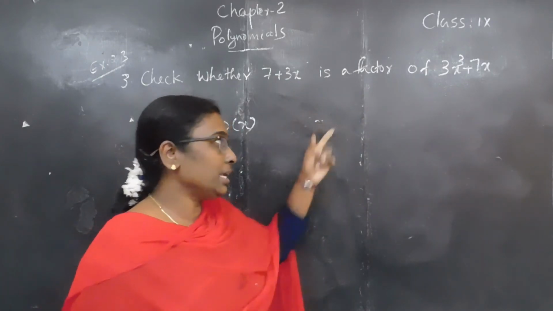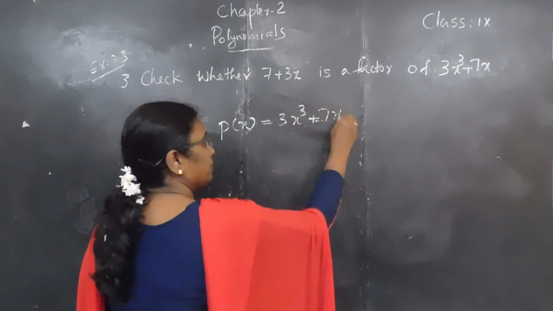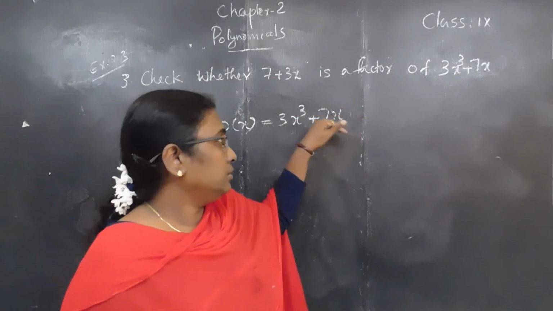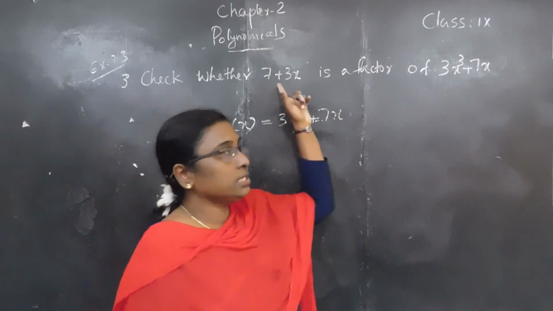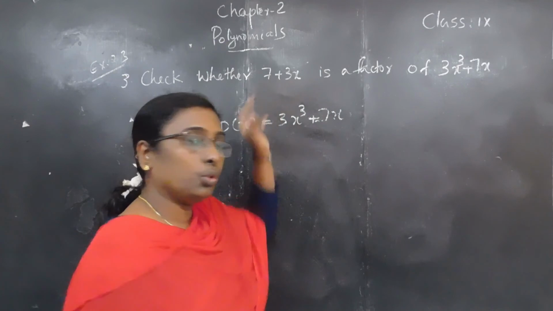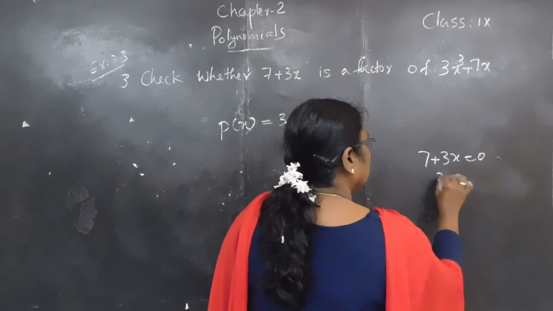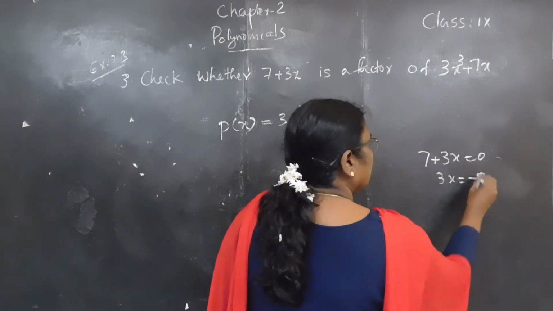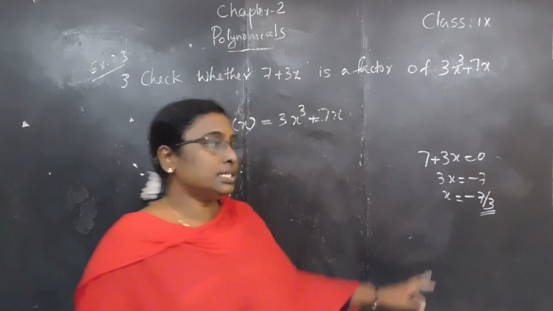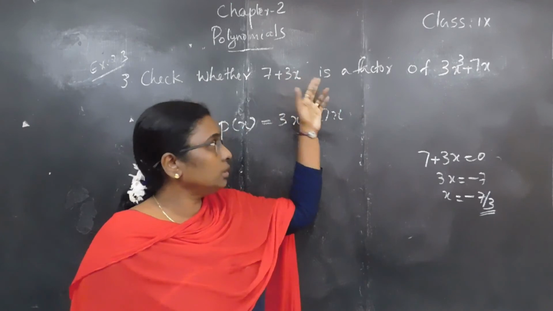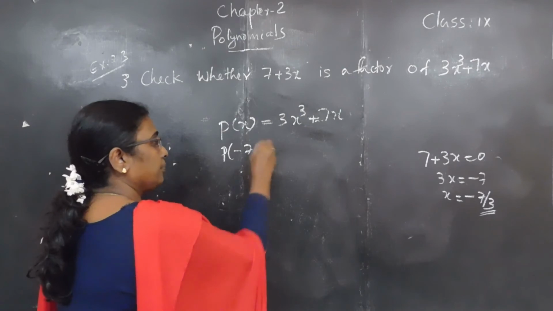The given polynomial is represented by p of x, that is p of x equal to 3x cube plus 7x. This polynomial is divided by 7 plus 3x. How do we get the 0 of the divisor? By putting it equal to 0. 7 plus 3x equal to 0, 3x equal to minus 7, x equal to minus 7 by 3. This is the 0 of the divisor. So, the remainder is p of minus 7 by 3.